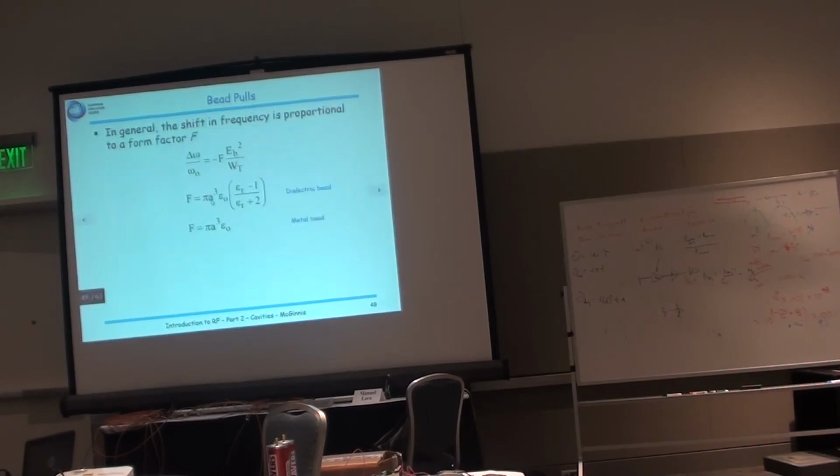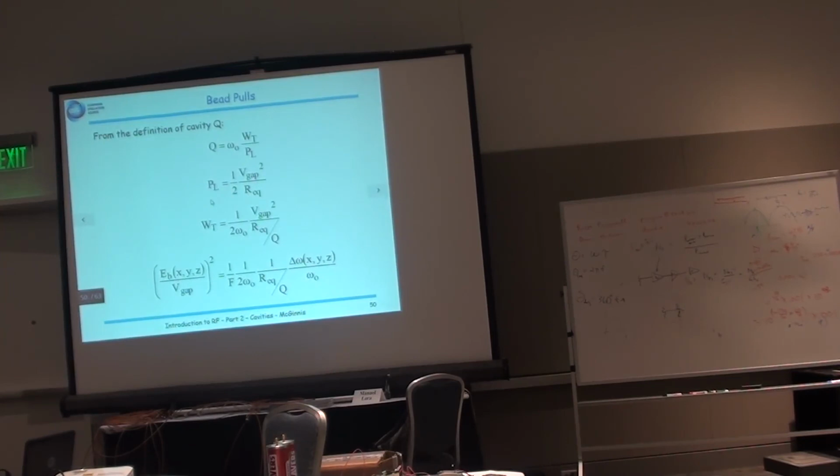So in general, the shift in frequency is proportional to a form factor times the electric field at the bead squared divided by the total energy. This is what it's going to be. This is basically the shift in frequency there. And these are the two form factors.